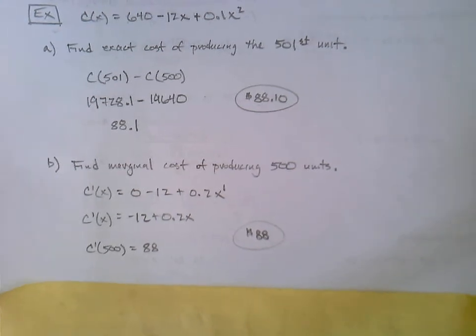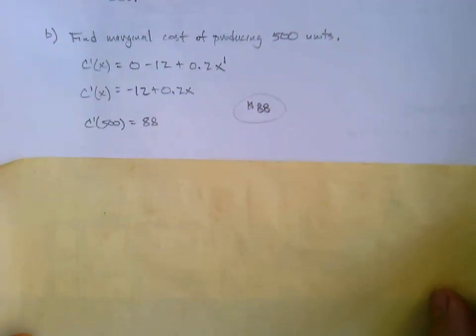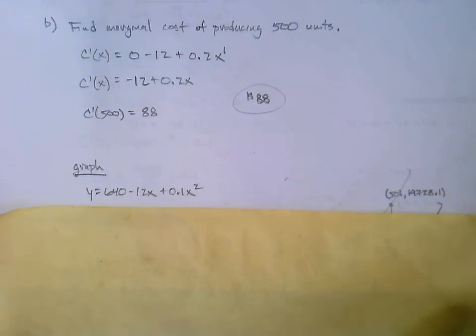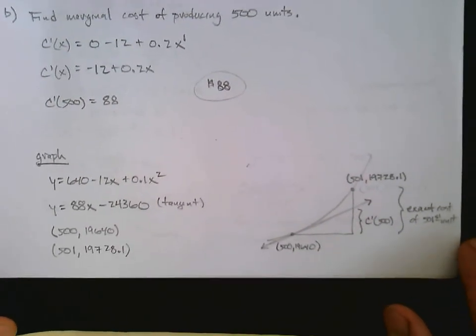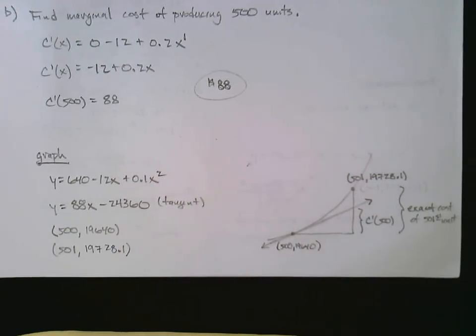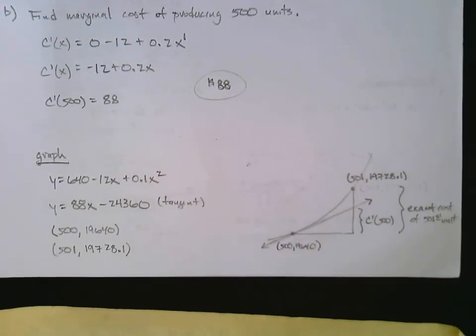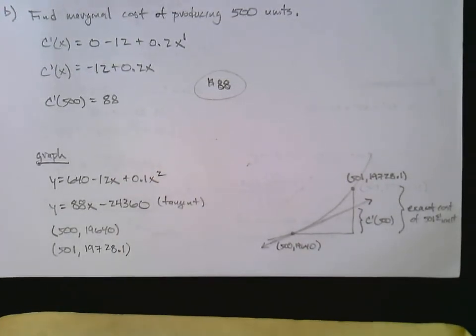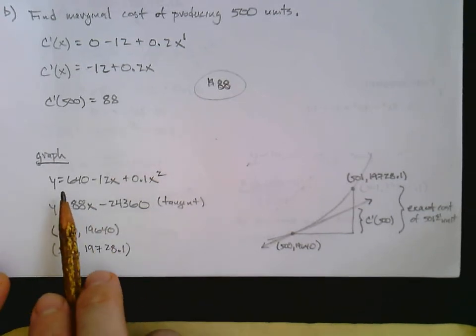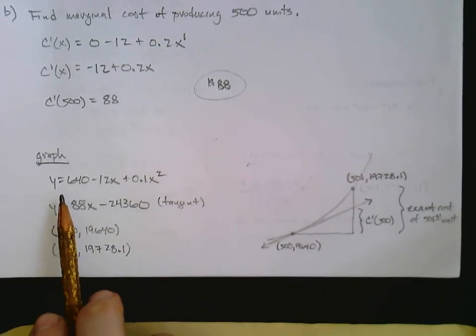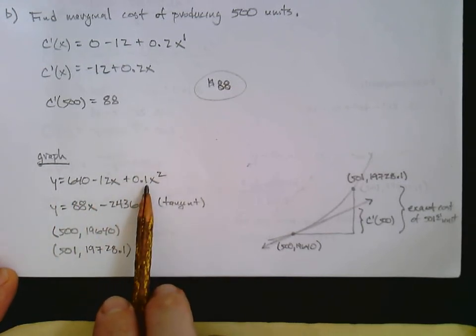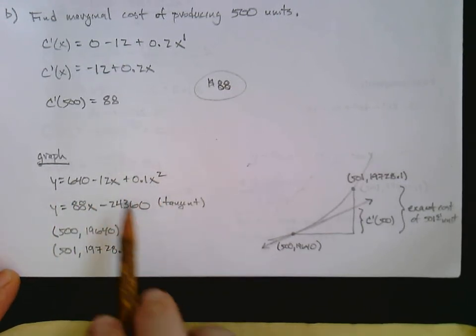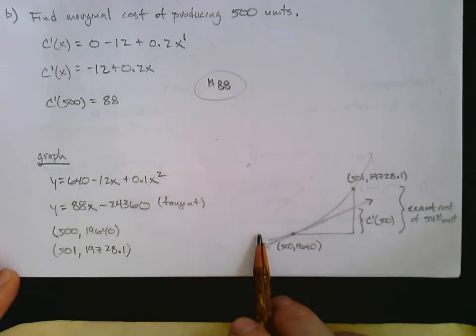So here's the idea and why this works. Why is that a good approximation is a good question. So I think I will do a short Desmos video at the end of this section to highlight this a little bit better. But I think this drawing does a pretty good job. So in Desmos, I would graph y equals 640 minus 12x plus 0.1x squared. And we'll get this parabola, and that's that curve happening right here.